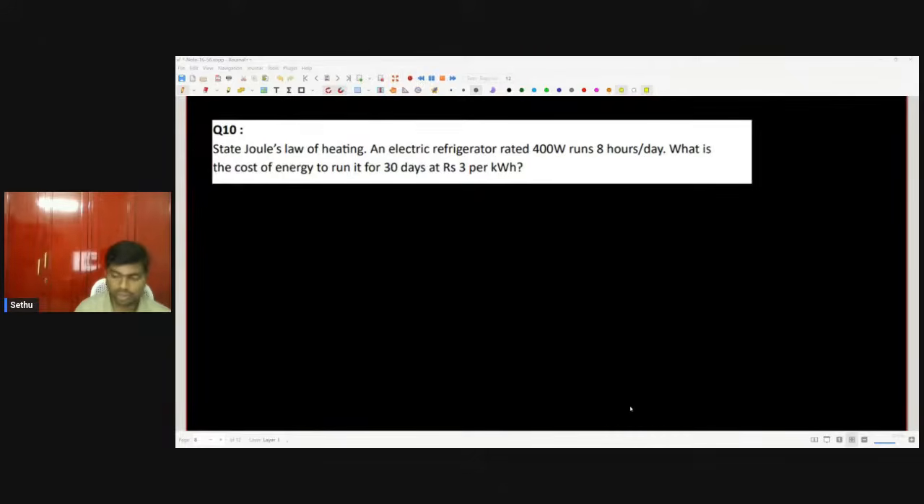All right, let's try to solve this question. What do we have? An electric refrigerator rated 400 watt, runs 8 hours per day, right? So first, let's figure out how much energy it consumes. Energy is nothing but power into time. Power is 400 watt into time is 8 hours. This is per day, right? And I'm running it for 30 days, into 30, right?